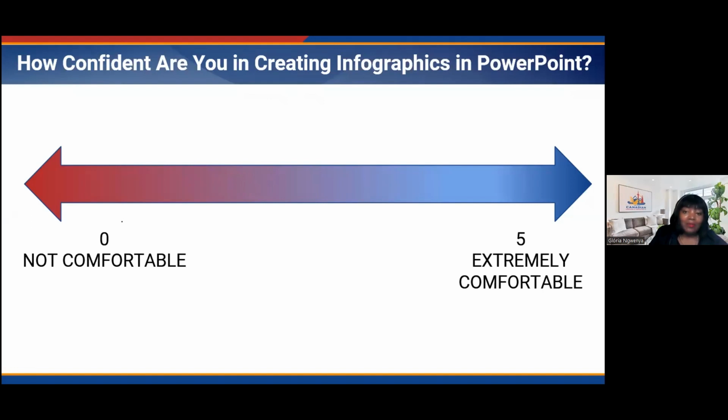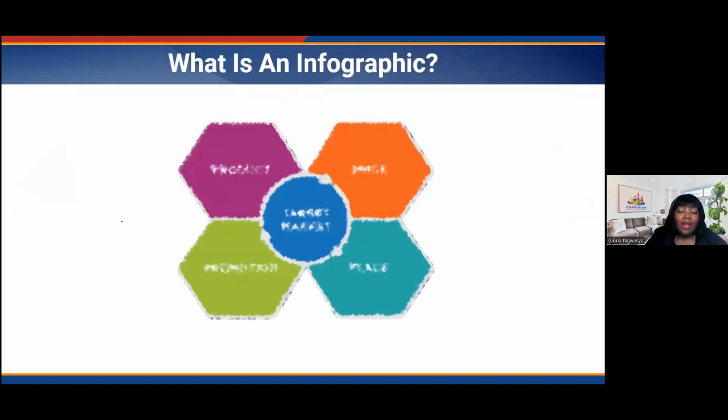So let's start by defining the word infographic. The formal definition is an infographic is a visual representation of information or data that uses images, symbols, charts, graphs, or diagrams to communicate a message or explain a concept. So let's simplify that. Infographic, think info for information, and graphic for graphics or something visual. So basically, it's just information presented in a visual way. That's basically what an infographic is.